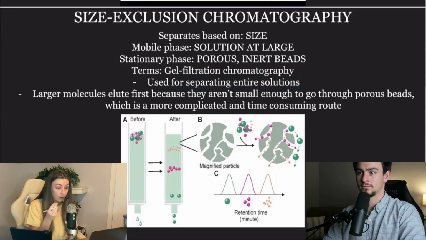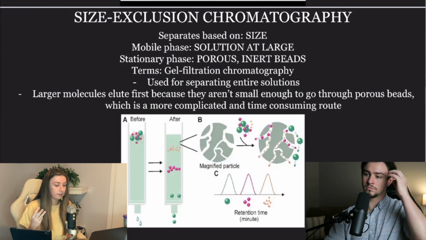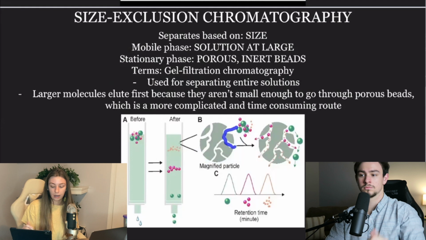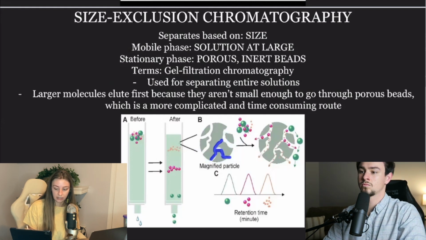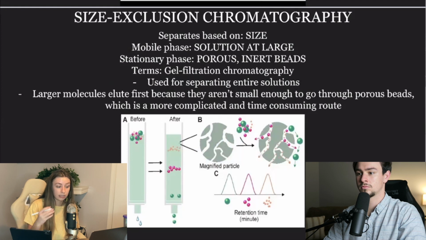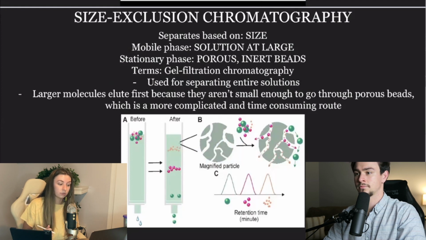Inert means it doesn't react with anything. And porous means, if this is the bead, and I kind of blew up the bead here, it's got these canals in it. And the canals are different sizes. You can see this one over here on the right is pretty thick, but this one right here is smaller, it's thinner. And that's what they look like in size exclusion chromatography.